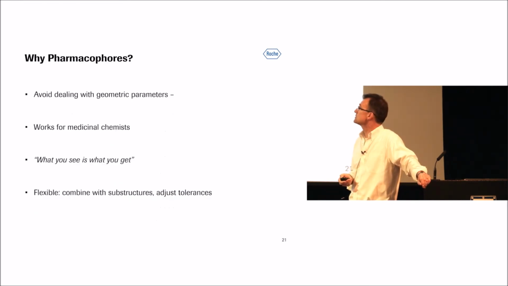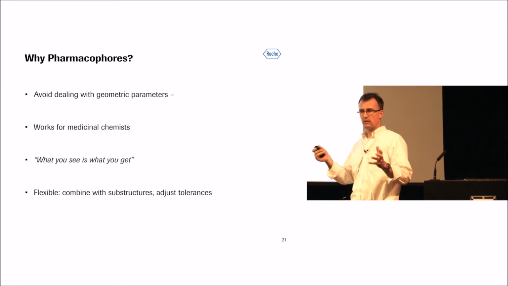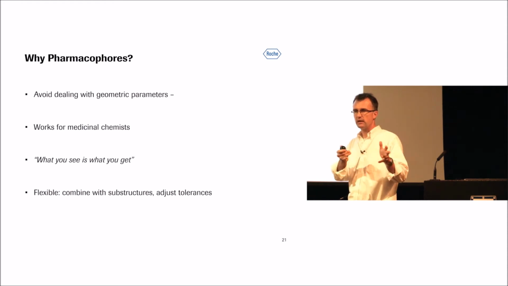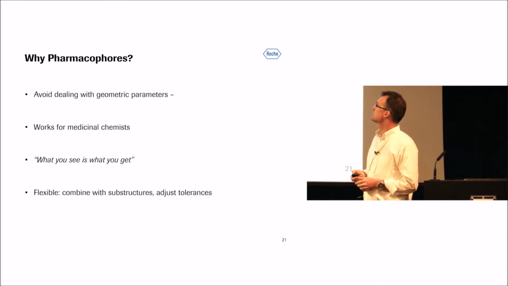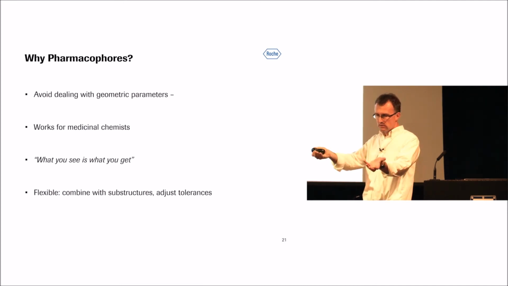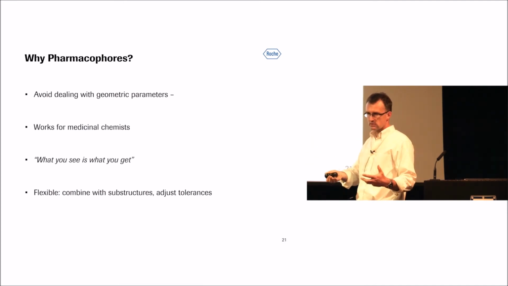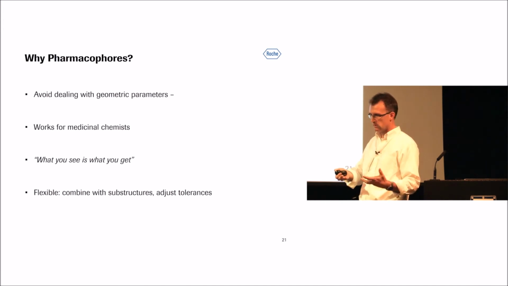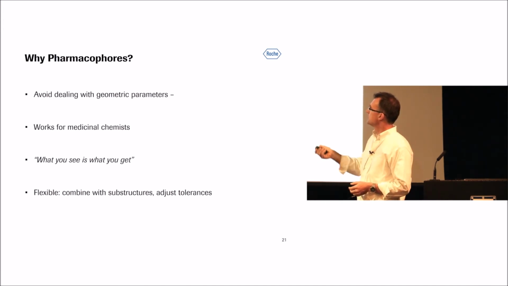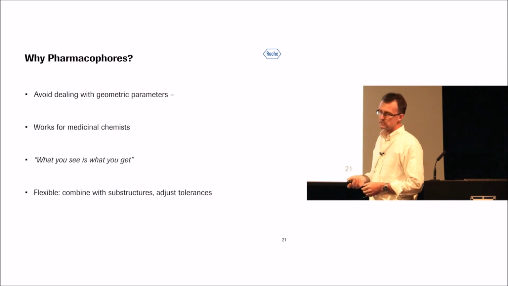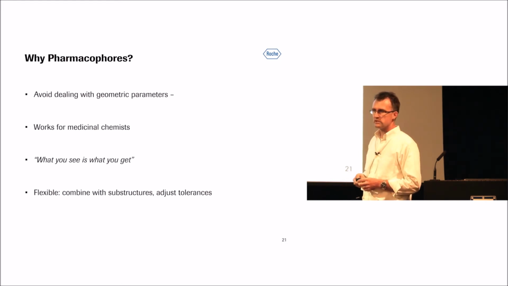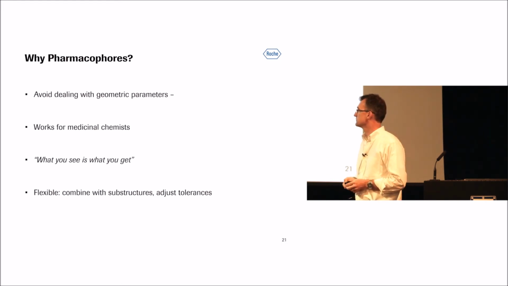Why pharmacophores? Well, it works with chemists. It's something that is easily amenable to 3D-based structure setup, so you avoid tinkering with geometric parameters. You can immediately overlay your results onto the pharmacophore and get the result back in the form in which you've phrased the query. And it's very flexible because you can combine it with substructures, you can adjust tolerances, you can make it work for almost any type of problem. So that's why we chose this.